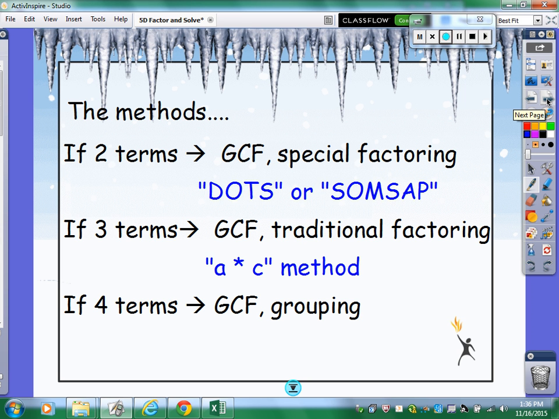So if there's two terms, we always look for a GCF, and then one of our special factoring methods, either DOTS, the difference of two squares, like a squared minus b squared, or the sum and difference of cubes. Three terms, that's our traditional factoring, the a times c method. And then four terms, here again we always look for a GCF, but then we're going to see if we can factor by grouping.